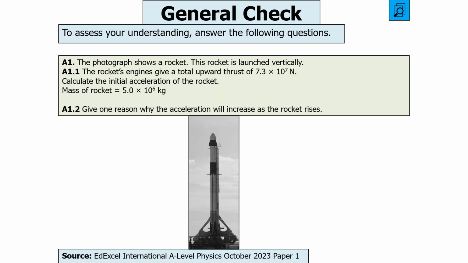The next question says, the photograph shows a rocket. The rocket is launched vertically. The rocket's engines give a total upwards thrust of 7.3 times 10 to the 7 newtons. Calculate the initial acceleration of the rocket with the mass being 5 times 10 to the 6 kilograms. Then give one reason why the acceleration will increase as the rocket rises. So pause the video now, then unpause the video when you want to go through your answer.